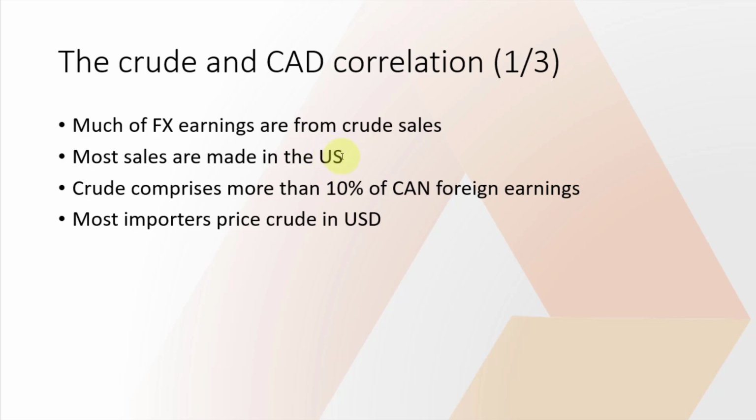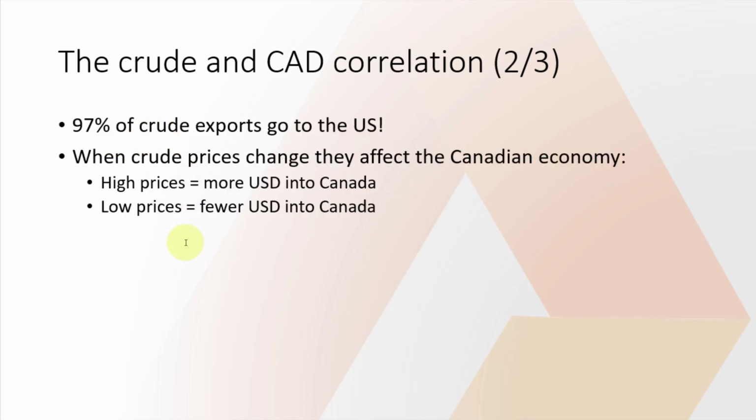So we have a lot of dollars flowing in to Canada as a result. And crude comprises more than 10% of the Canadian foreign earnings, which is actually quite a lot. And so crude oil is very, very important for the strength of the Canadian dollar. And of course, here we have the last point. Most importers price crude in dollars. You know, they say crude is X number of dollars a barrel. They don't say crude is X number of Canadian dollars a barrel. It's always in American dollars. And 90% of crude exports from Canada go to the US, which is a ton.